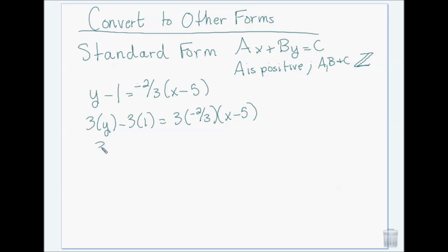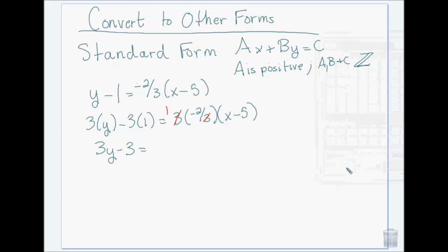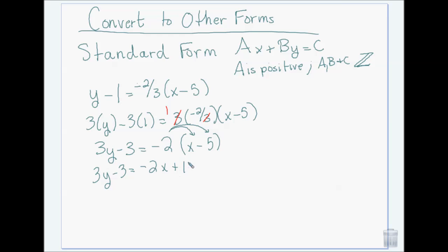3 times y is 3y. -3. 3 goes into 3 one time. And then 1 times -2 is -2 times x minus 5. And then I need to distribute this -2. So I'm going to get 3y minus 3 is equal to -2x plus 10.